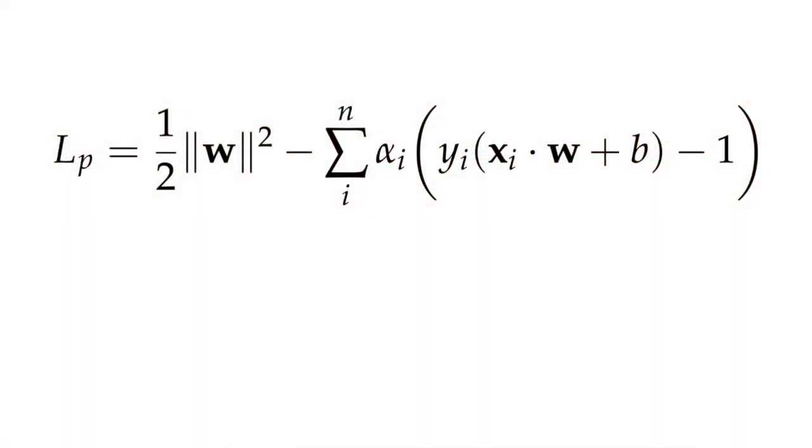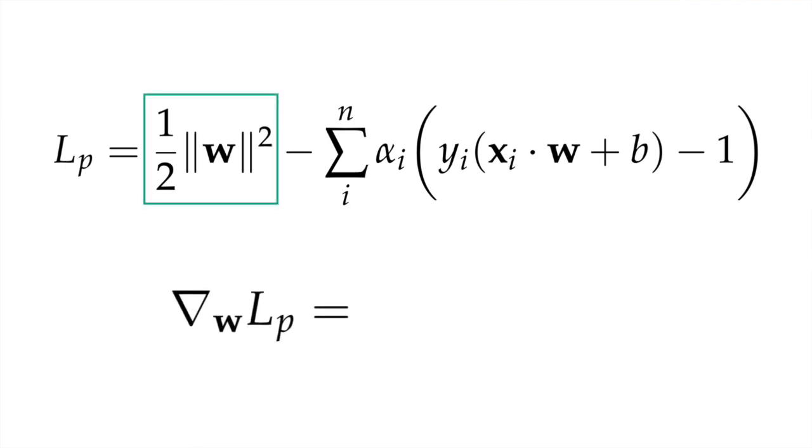We want to find its stationary points, so we differentiate it with respect to the things we're optimizing over, which is the W and B. We first differentiate with respect to W. So the first term, the half magnitude squared of W, the derivative of that, you may recall from a couple of weeks ago, is just W. This should also be pretty easy to spot just by thinking about the dependence on each of the terms.